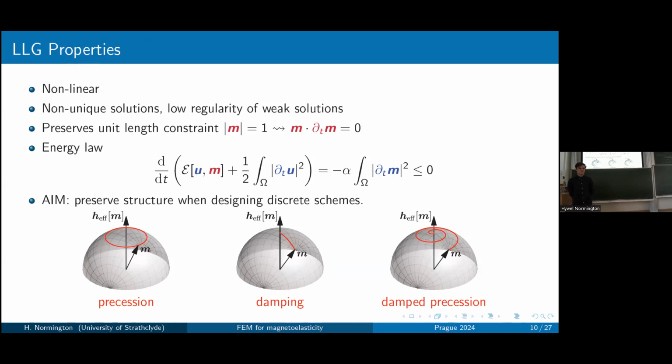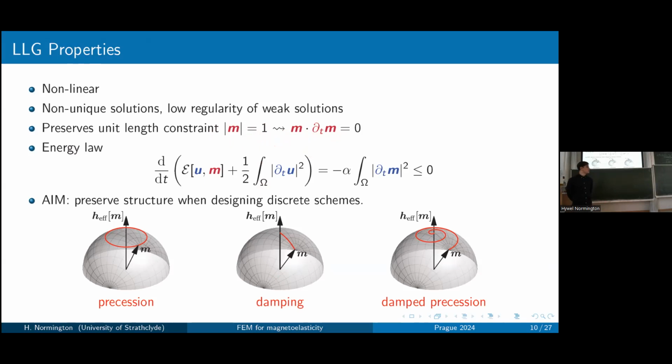Any discrete system that you build should have a couple of conditions. So first of all, you should try to preserve this unit length constraint here. The norm of m should be 1, otherwise you're not modeling LLG. And from that, you get this, again, m dot dtm equals 0.